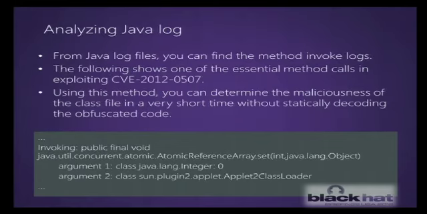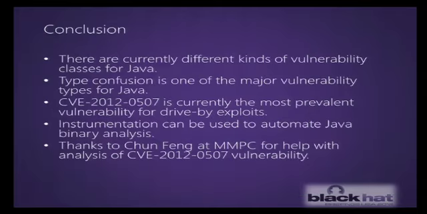After that, if you run this instrumented binary through the actual JRE environment, you can get the Java log if you enable it from the control panel, and you can get messages like this. This one is for 2012-0507, and you can see that the previously obfuscated code is calling AtomicReferenceArray set. The first argument is 0, and the second argument is apply2ClassLoader. So you can determine the vulnerability using this automation process. That is what we are presenting here.